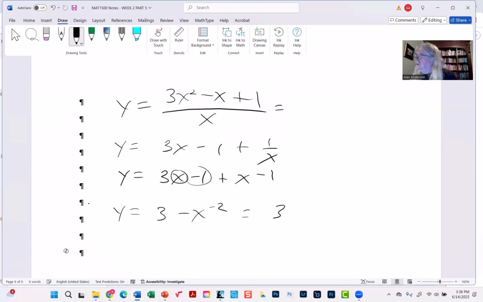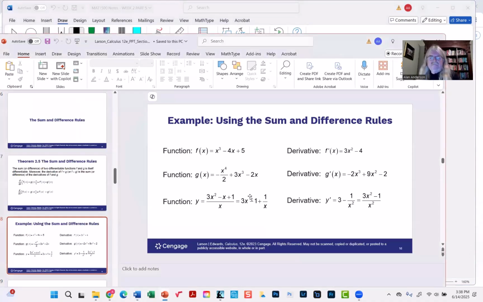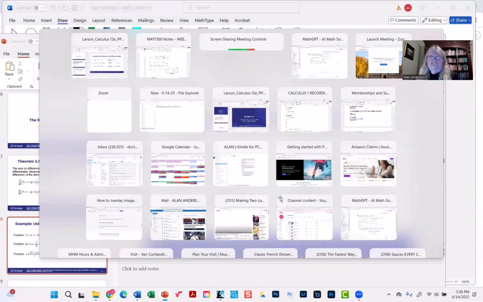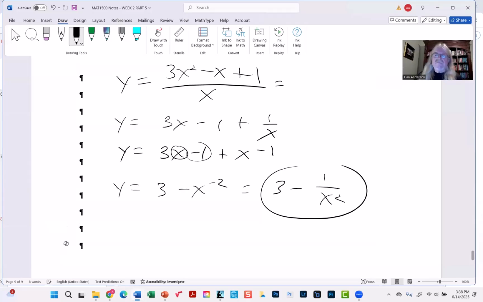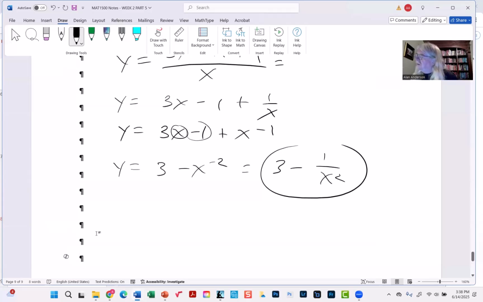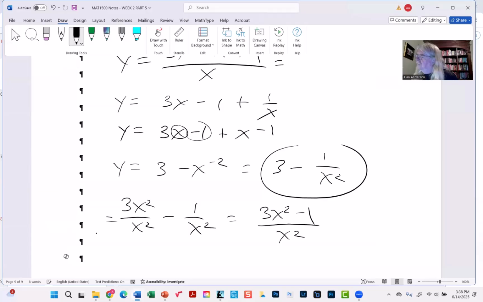Or we could write it like that. Oh, I see what they did. They decided to bring it back together as a single ratio, which is fine. You could do that too. If you don't want it written like this, you could write this as, of course, it means the same thing.